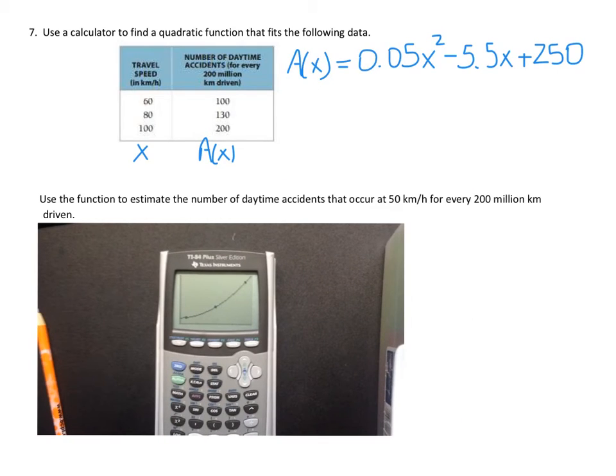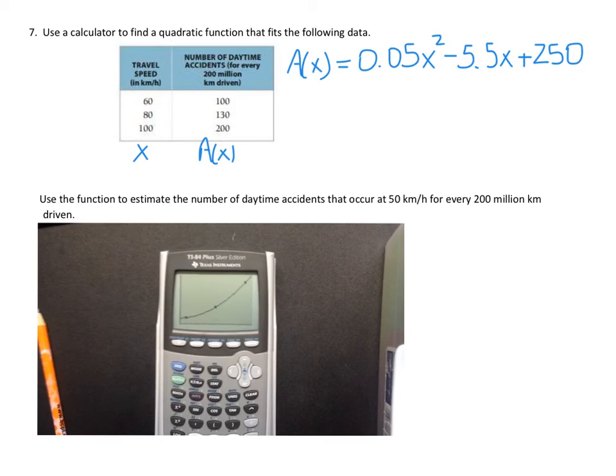Now I've written down the equation that we just graphed. It is 0.05x squared minus 5.5x plus 250. That is a quadratic equation that we graphed in our calculator. Now I've labeled that equation as a of x, and here's why. I'm labeling our input, our travel speed as just x, and then I'm using a for accidents. You could use any variable you wanted, but I chose to use a for accidents. So that is our function that we have here.